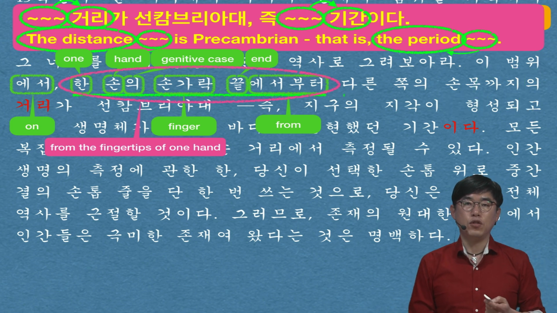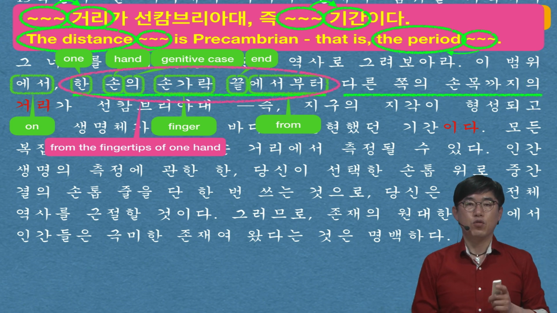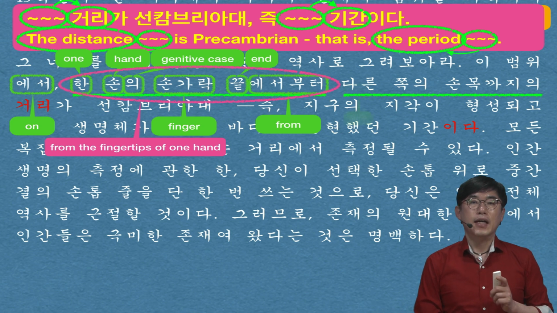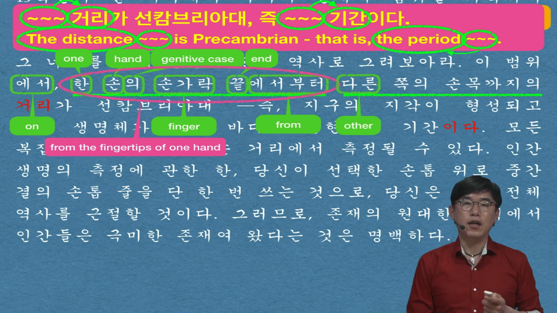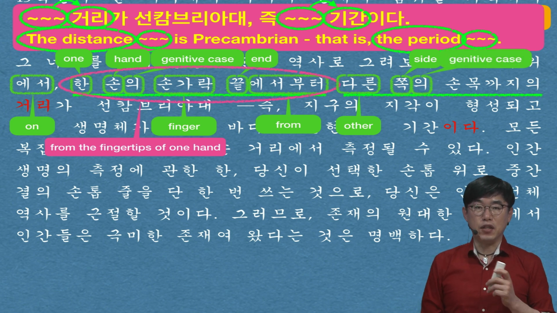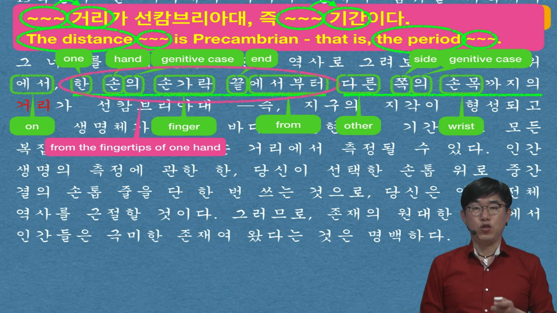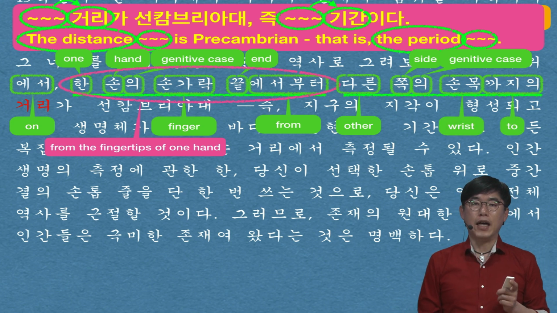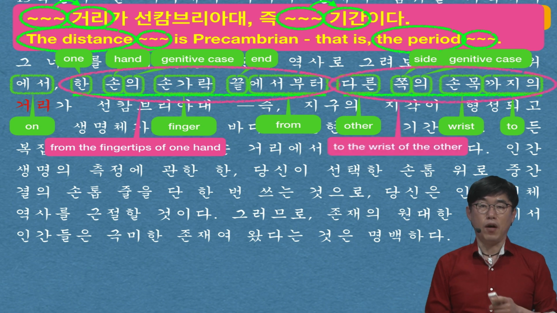And 다른 쪽의 손목까지의 is to the wrist of the other. 다른 is other, and the letter 쪽 means side or direction. And 의 is a genitive case. And 손목 is wrist. And 까지의 is to. So 다른 쪽의 손목까지의 is to the wrist of the other.